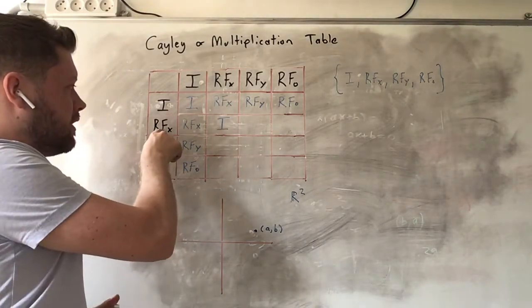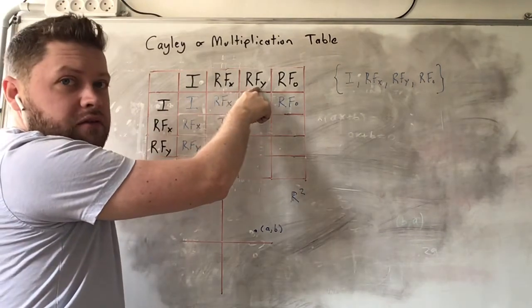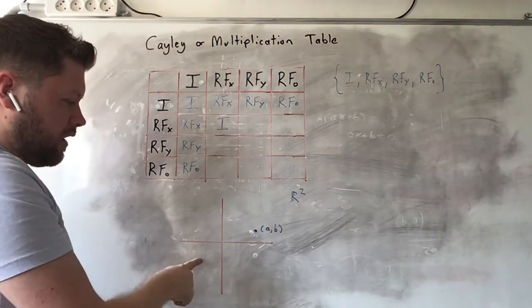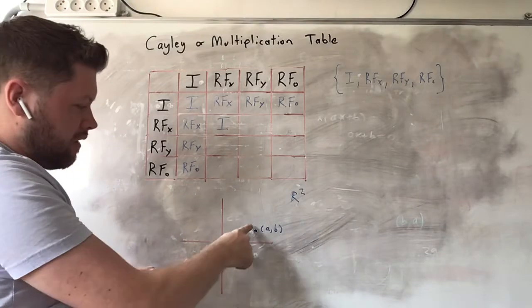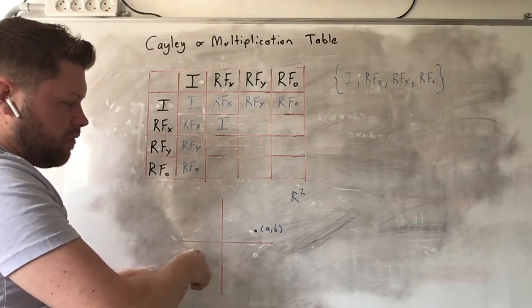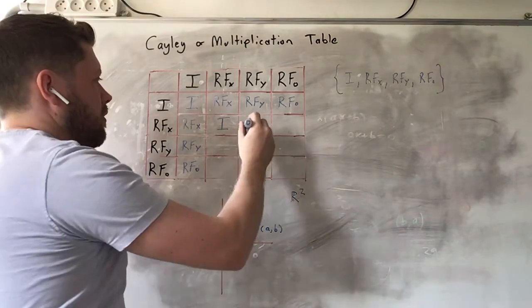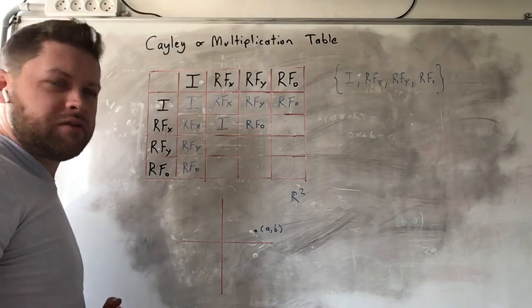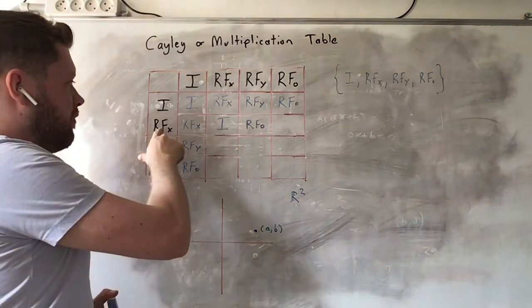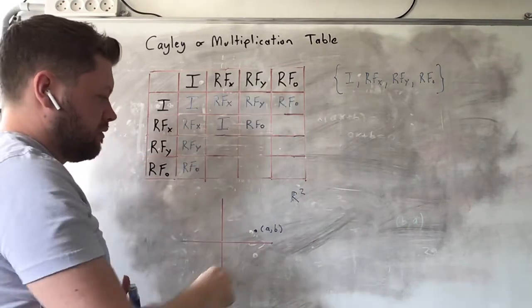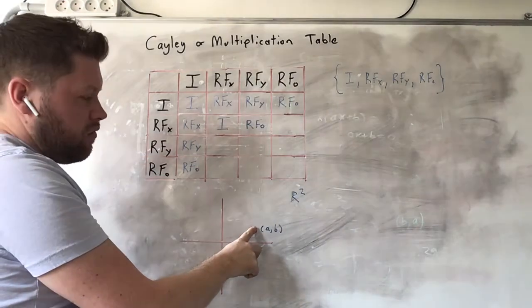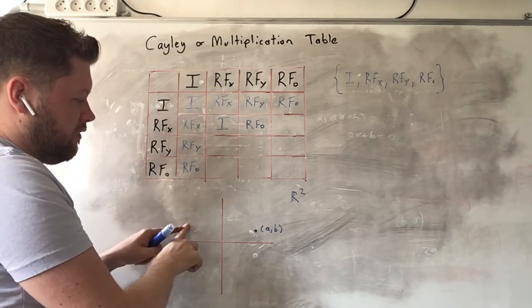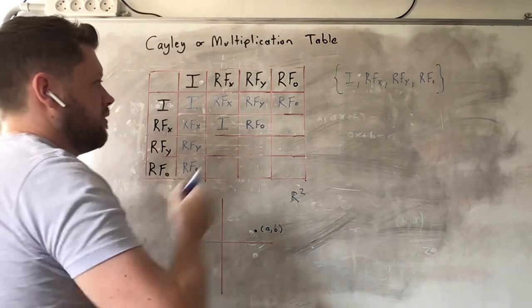What if I reflect in the x-axis and then reflect in the y-axis? We start here, we reflect in the x-axis and then reflect in the y-axis. We come down here. That's the same thing as having reflected from the beginning through the origin. So that is the same as reflection in the origin. Agreed? What about reflection in the x and then reflection through the origin? If we start with the point here, reflect in the x and then reflect in the origin, we come to here, which is the same as having reflected through the y-axis.